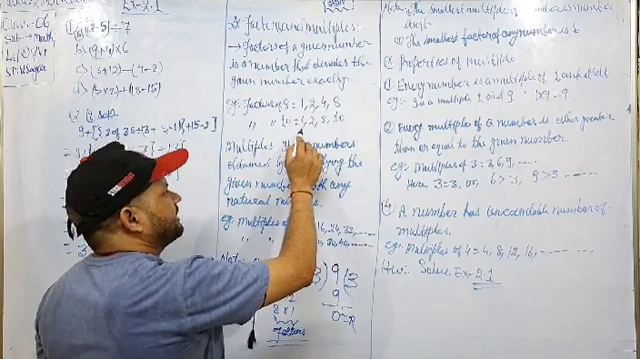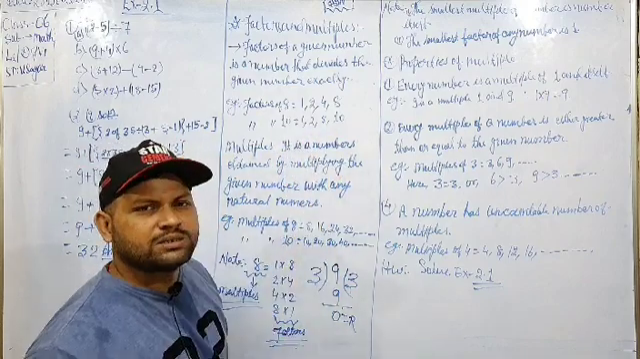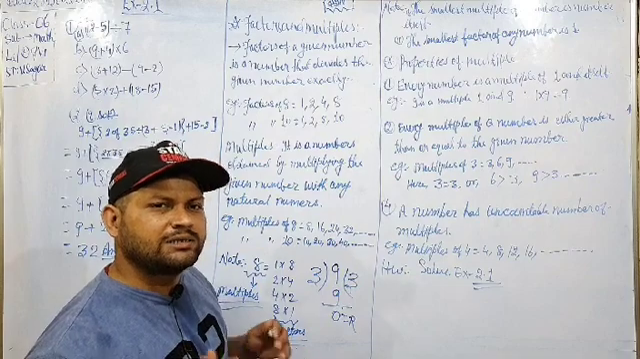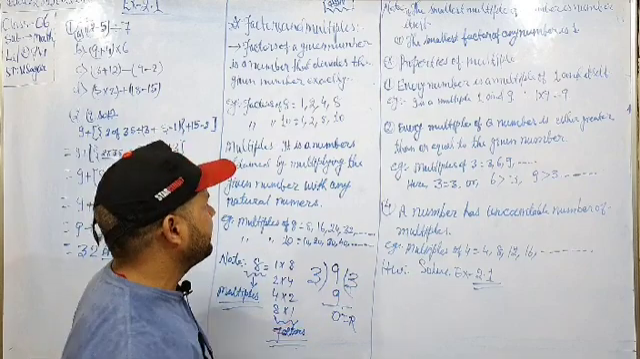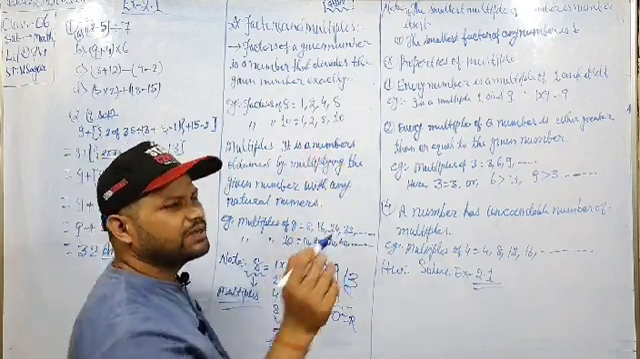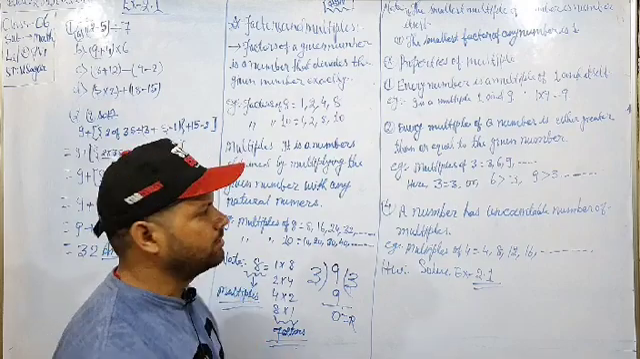And the factors of 10 are 1, 2, 5 and 10. It means 1, 2, 5 and 10 can exactly divide 10. So 1, 2, 5 and 10 are called the factors of 10.